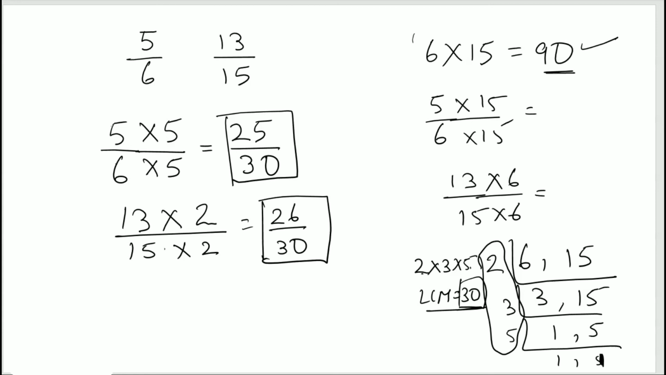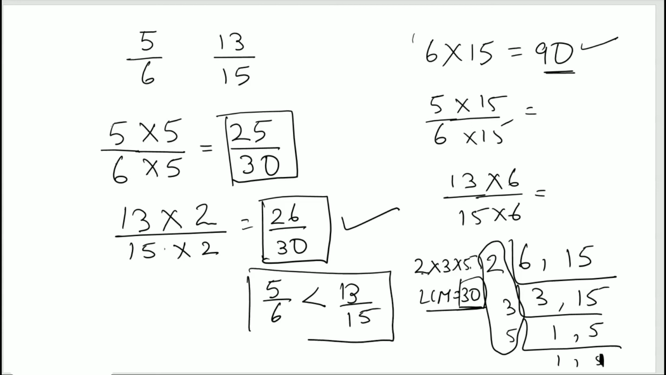Since the two fractions have the same denominator, compare the numerators. 26 is greater than 25. That means this is a greater fraction. So I can say 5 by 6 is less than 13 by 15. Okay. Or you can write it as 13 by 15 is greater than 5 over 6. I hope this concept is clear to you. Thank you.